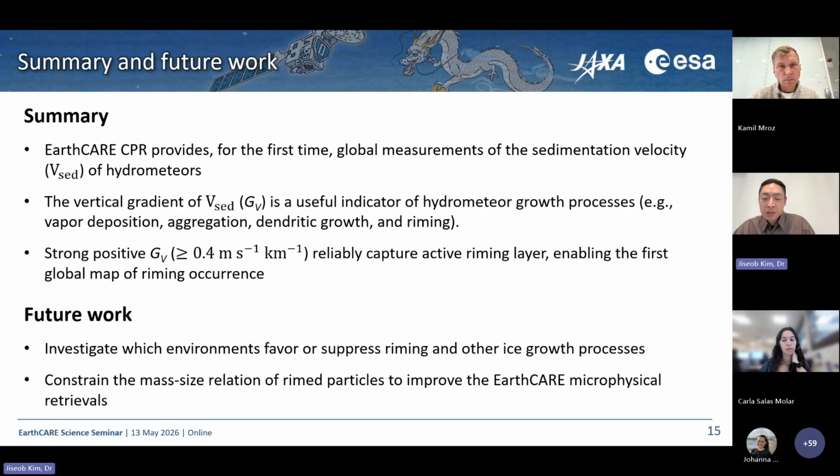One of the next steps is to better understand which environments favor or suppress riming or other ice growth processes. And another important direction is to better constrain the mass-size relationship of rimed particles in EarthCARE microphysical retrievals. Eventually, we want to provide useful observational constraints that help models better represent real cloud microphysical processes in nature.